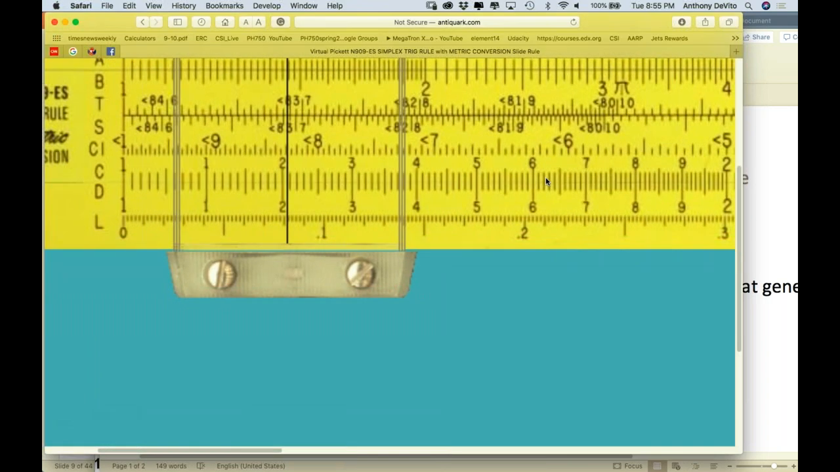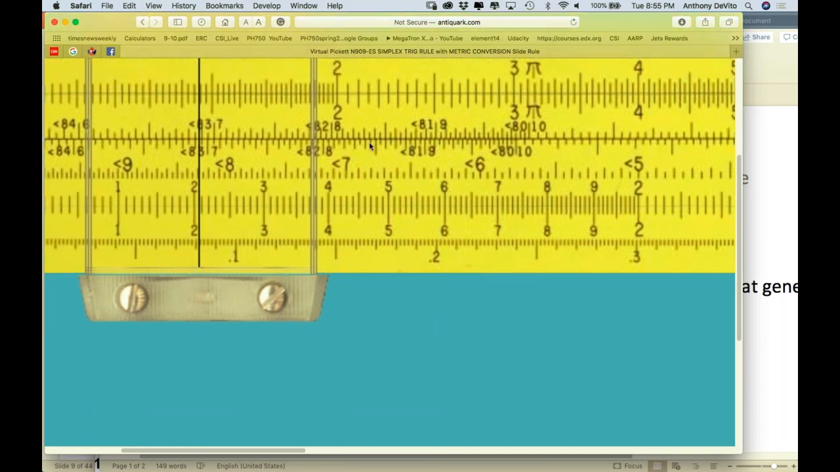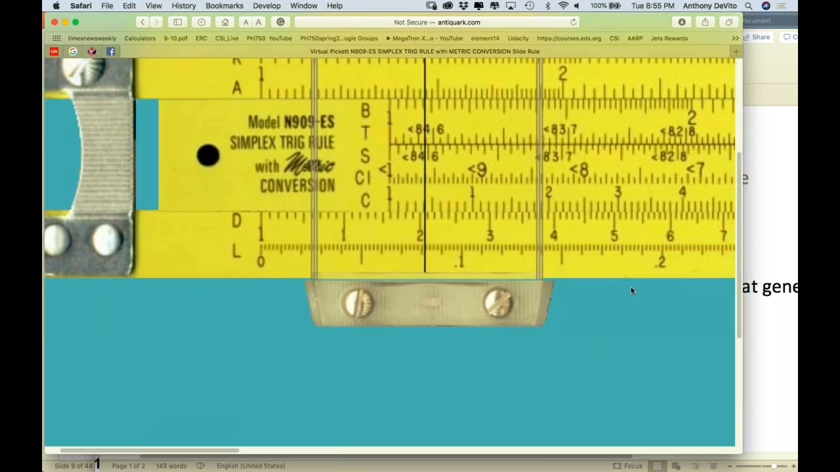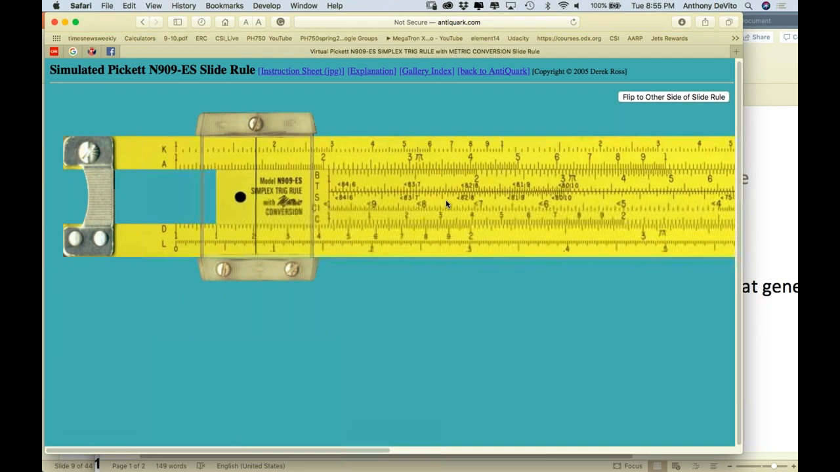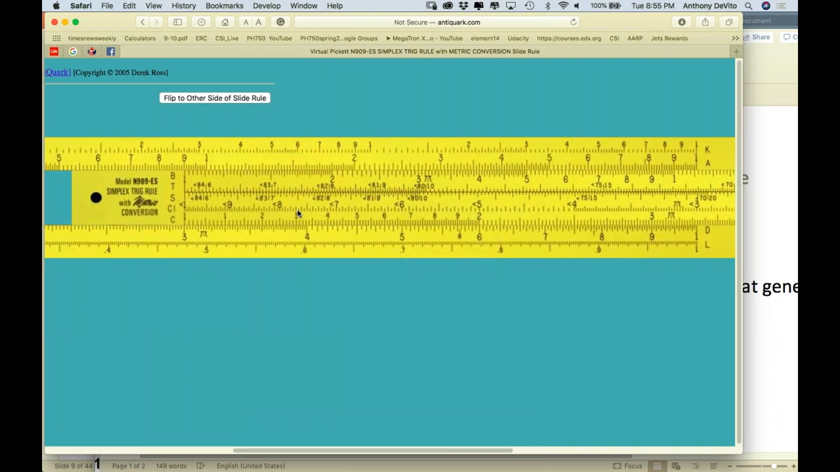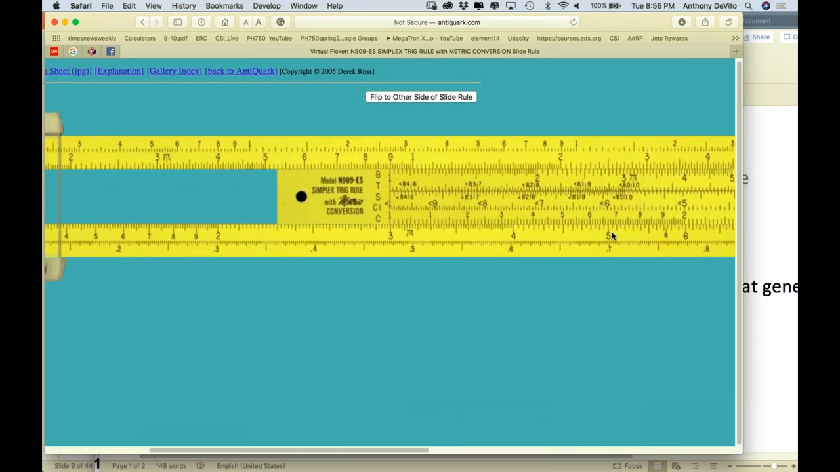So what I can do is use the distances in order to do multiplications. So let's say, for instance, I take this C scale and I move it over to 3. I'm going to put that 1 right on top of the 3. Okay. So now if I go across the 2 and come down, what is 3 times 2? It's 6. What is 3 times 3? It's 9. Well, now what if I want to deal with a more complicated number?